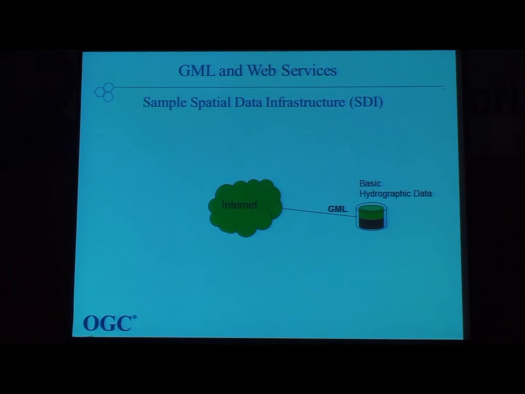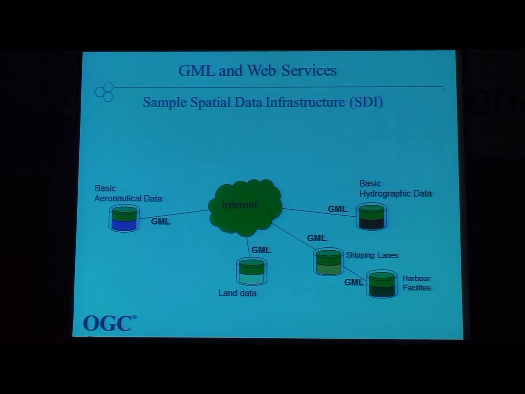Okay. Now, GML and web services often play a role in a spatial data infrastructure. Here's a simple one where there's a number of databases. In this example, we've got a hydrographic database, as well as some other data that's available. So shipping lanes, harbor facilities, and all of these basically are linked or associated through the web. So land data, aeronautical data, other hazards to navigation.